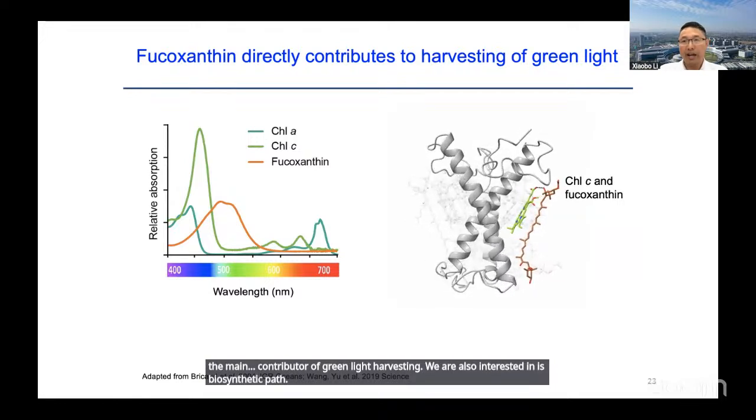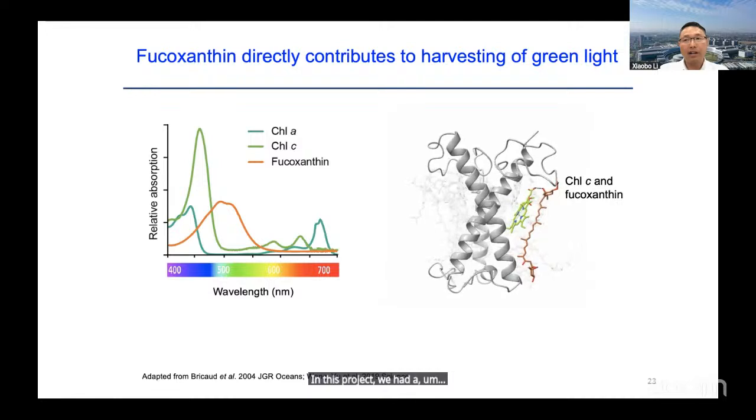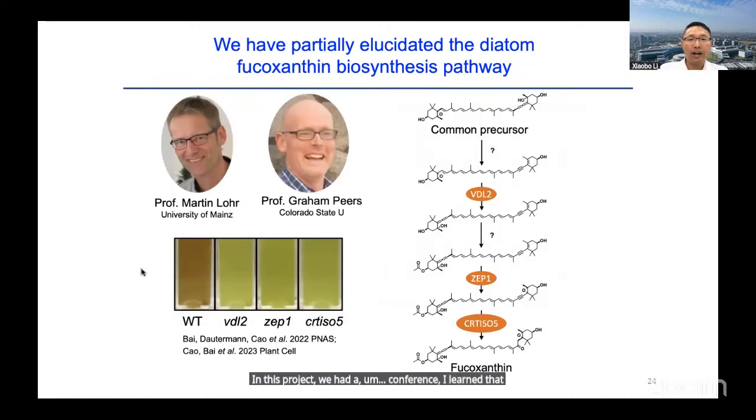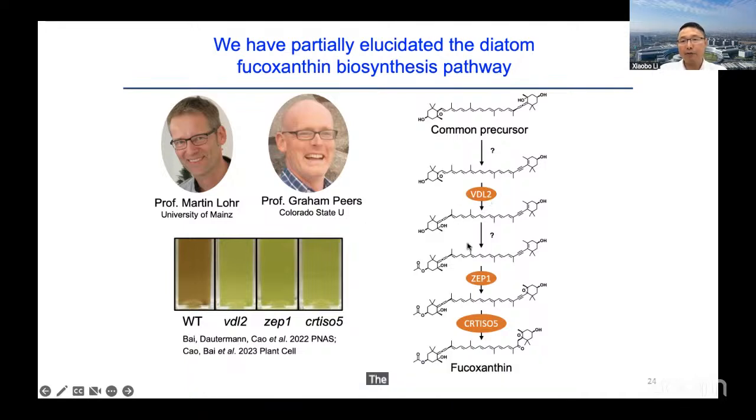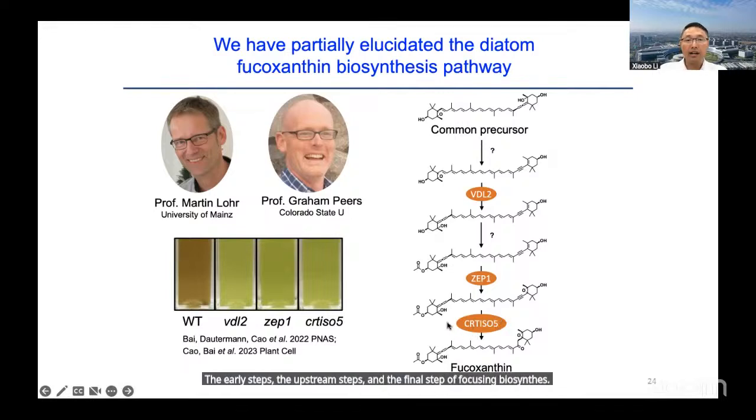In this project, at a conference, I learned that Professor Martin Law and Professor Graham Pierce had overlapping interests. We found that our data are actually complementary to each other to some degree. So in the end, we decided to collaborate, and we published the early steps, the upstream steps, and the final step of fucoxanthin biosynthesis. Here, I show the pathway from a common precursor, neoxanthin, which is also present in plants.